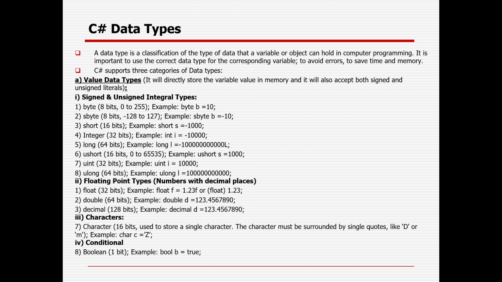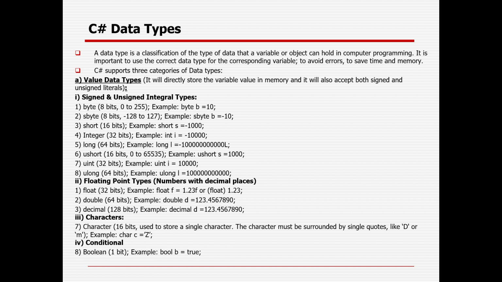So out of the value data types, this is the one category under which there are 8 types available, and the second one is the floating point type, which can contain decimal places values, so numbers with decimal places. Under floating point types there are 3 primary categories available: float, double, and decimal. Float size is 32 bits, double size is 64 bits, whereas decimal size is 128 bits.